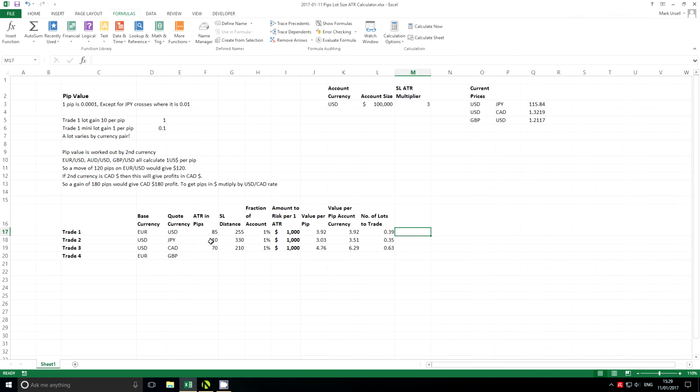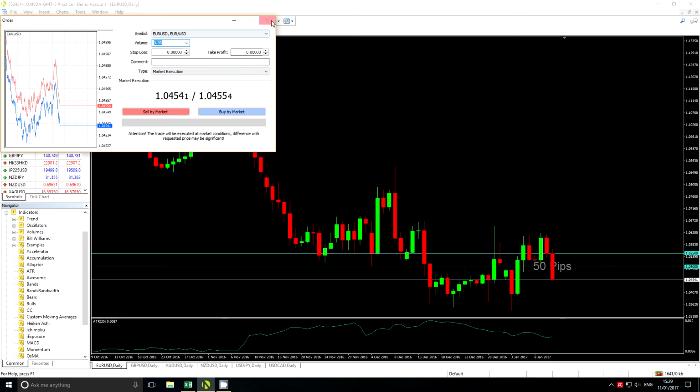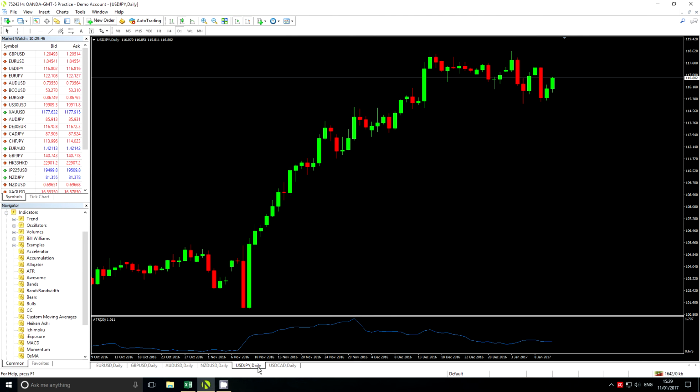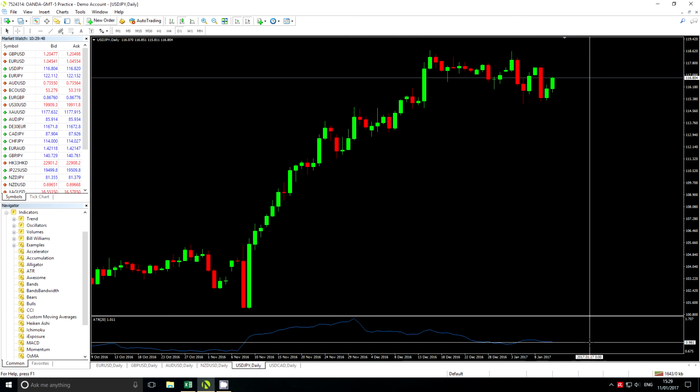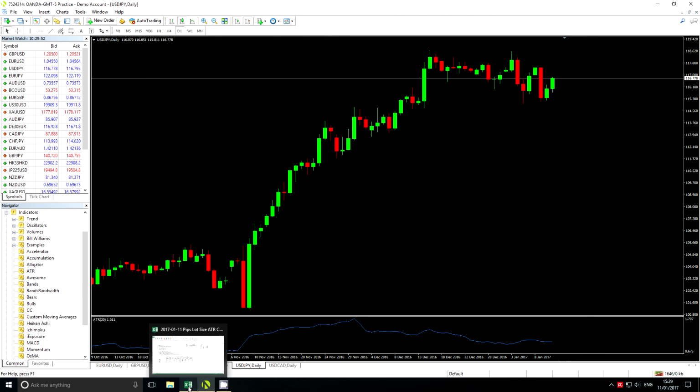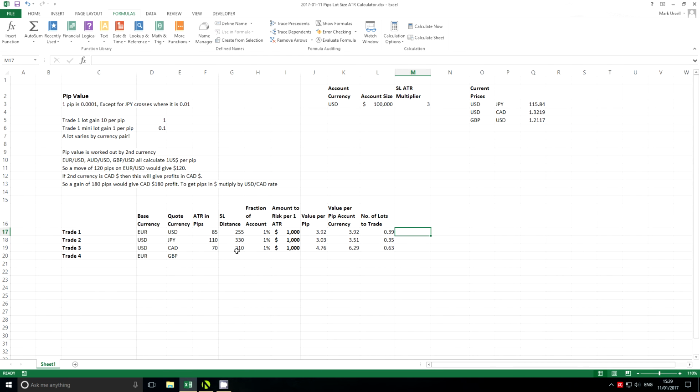First of all, I need to know what the ATR for the Japanese yen is. So let's click onto Japanese yen. Have a look here, our ATR is just about 1, which is equivalent to 100 pips. So I'm going to enter that here. I'm going to have the same ATR multiplier of 3, so our stop loss distance in this case is 300 pips.